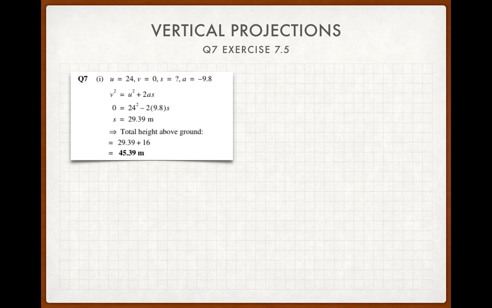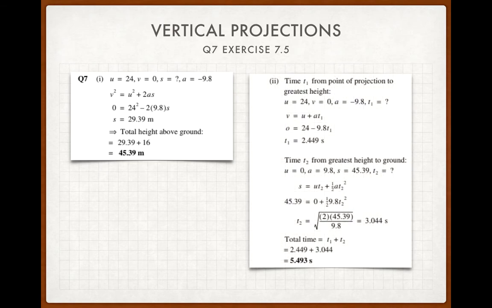Now, the second part, the time taken for it to hit the ground. So what we do is we find the time taken to reach the maximum height. So initial velocity 24, a is −9.8, v is equal to 0. t works out as 2.5 seconds approximately. Now we want to add that time onto the time taken for it to fall from the maximum height down to the ground. And we know that height is 45.39 from part 1.